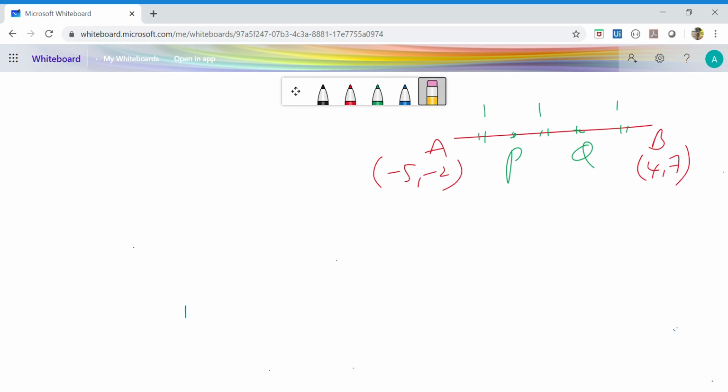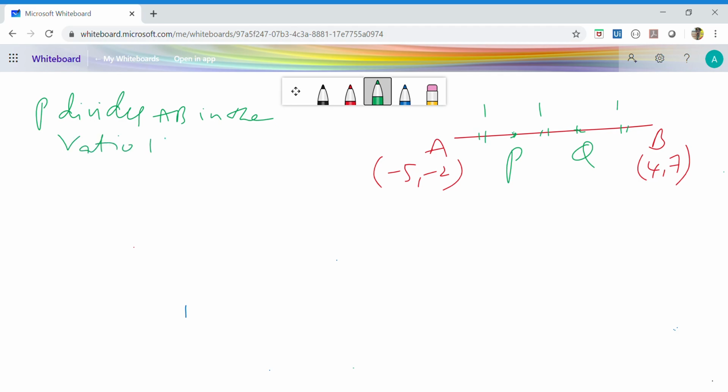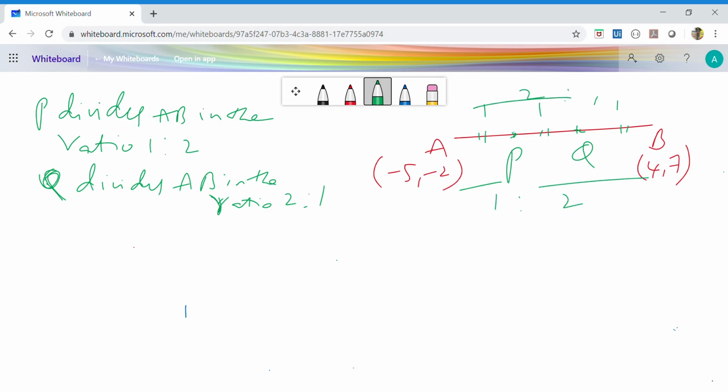Then what you will get here? P divides AB in the ratio 1:2 and Q divides AB in the ratio 2:1. Now you have got the ratio of P as 1:2 and Q as 2:1. So now apply the section formula.